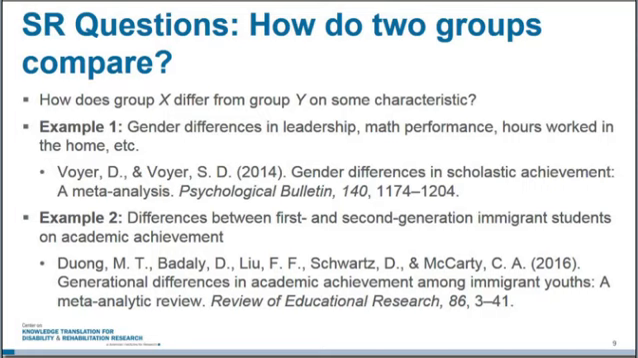So we might also have a systematic review question that looks at the differences between men and women or boys and girls. Another example of that would be the second example here on the slide, which is another recently published systematic review on differences between first and second generation immigrant students on academic achievement. So here's another example of using a systematic review question to look at 2 different groups.